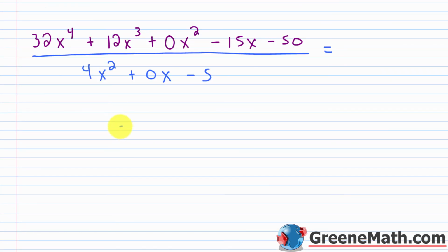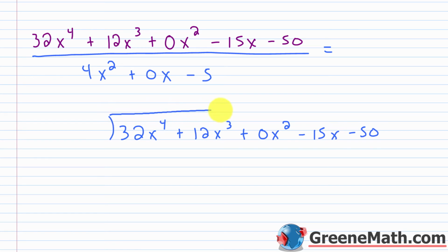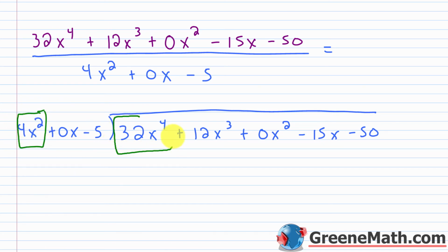And we're going to do 32x to the 4th power plus 12x cubed plus 0x squared minus 15x minus 50. We're going to put that under our long division symbol. And then we're going to put our divisor out to the side. So 4x squared plus 0x minus 5. So I'm going to go leading term into leading term.